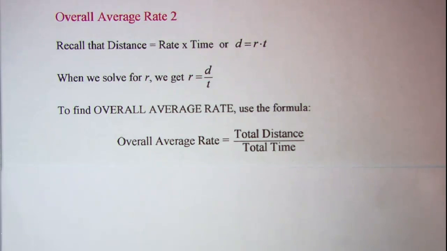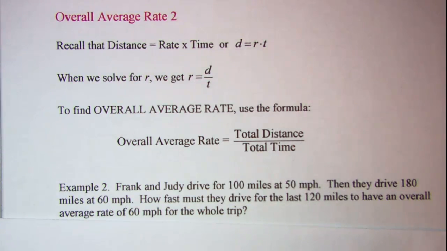The example that we'll be doing: Frank and Judy drive for 100 miles at 50 miles per hour. Then they drive 180 miles at 60 miles per hour. How fast must they drive for the last 120 miles to have an overall average rate of 60 miles per hour for the whole trip?